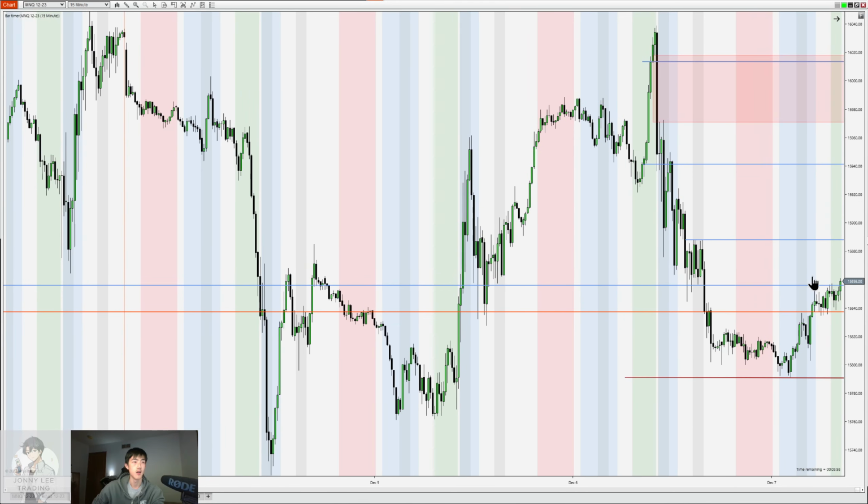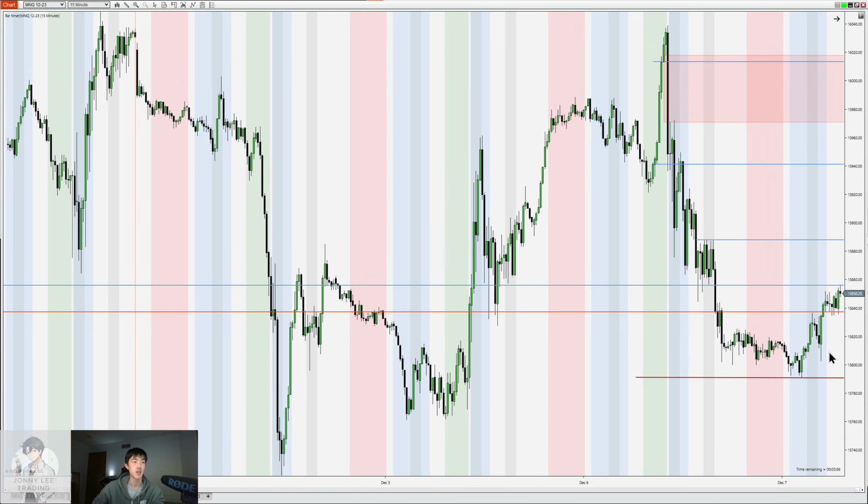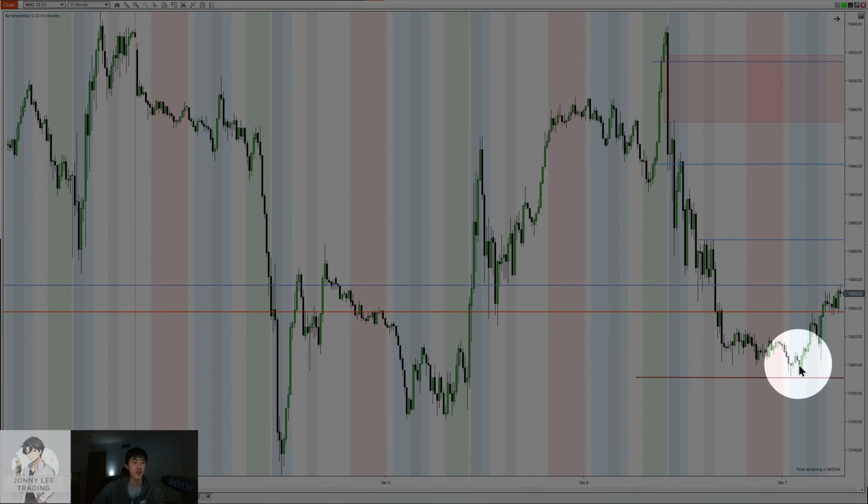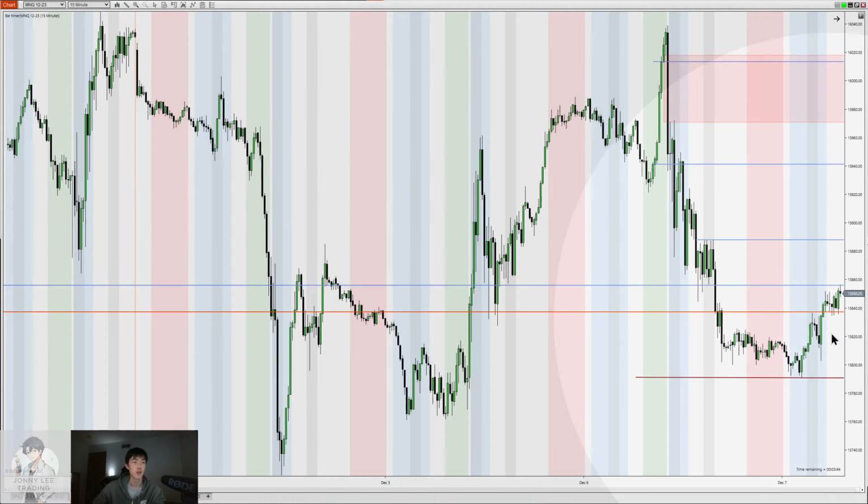So there's not much else that we see. Price has already traded, taken out sell stops here, proven that it could not continue lower, and we've traded up in London. So what happens here?